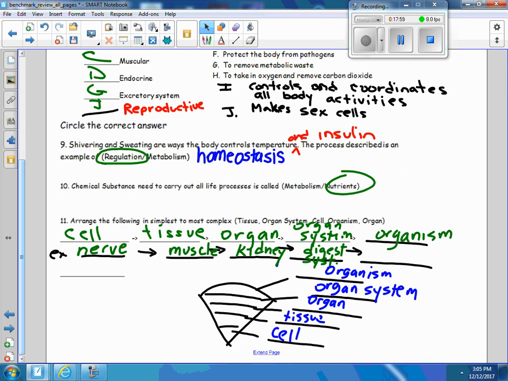For example, a nerve is a cell. What is a tissue? Well, it's a whole bunch of cells put together, like muscle, like a piece of your heart. An organ is a whole bunch of tissue put together, like your kidney or your heart. An organ system is all of the organs put together. So like for your digestive system, you have your mouth, your esophagus, your stomach, your intestines. That's your digestive system. And then finally, you have your organism.